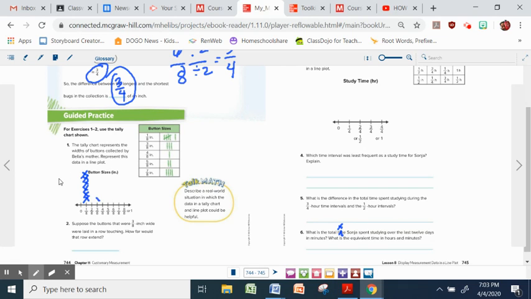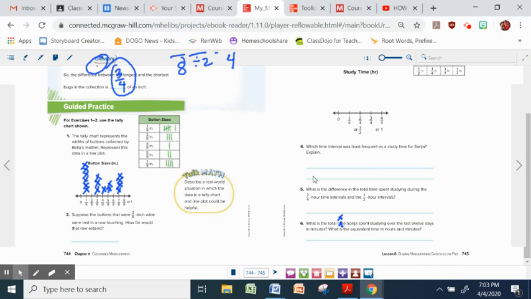So 1, 2, 3. I have 1 that's 4/8. I have 2 that's 5/8. And I have 4 that's 7/8. So 1, 2, 3, 4. So now I've plotted my information, my data over here. So here is the problem that it's asking me to solve. Okay, so here is where your line plot will come in handy.